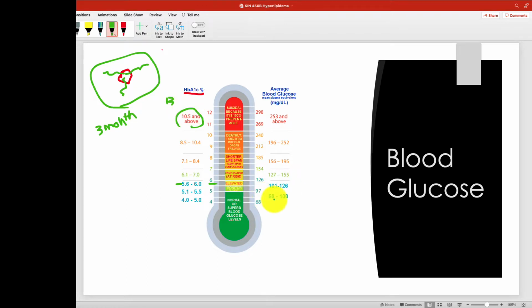And you can see here that normal glucose should be anywhere between 68 and 100 milligrams per deciliter. And as we get higher HbA1c, we also get higher blood glucose levels. So anything above here gets really, really dangerous. And you can see here that there's these cute little sayings. So just familiarize yourself with this so that when I tell you this scenario, you guys can basically navigate your way through this.